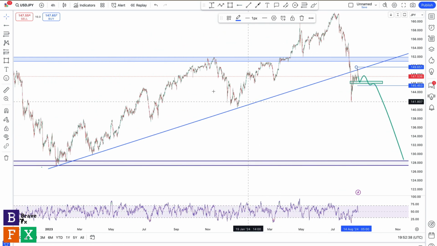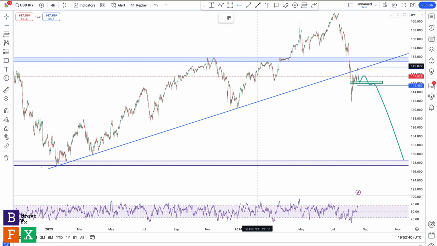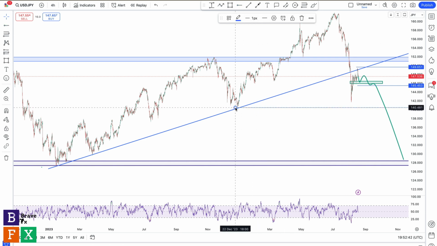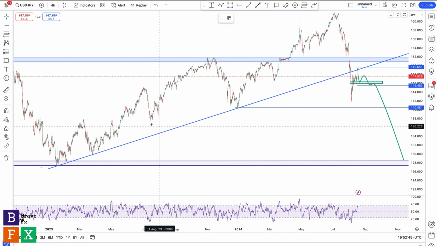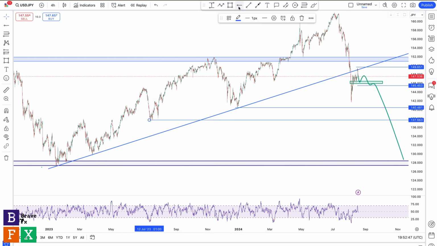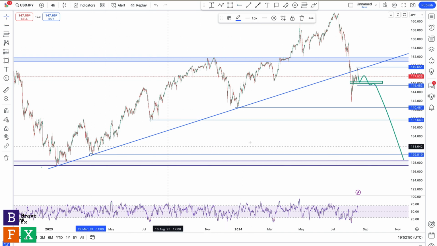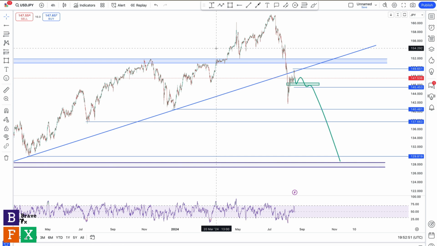be around these lows. So first take profit target, obviously here. Second take profit target, obviously here. Third take profit target around these lows. So this is how I'm going to trade USD-JPY.